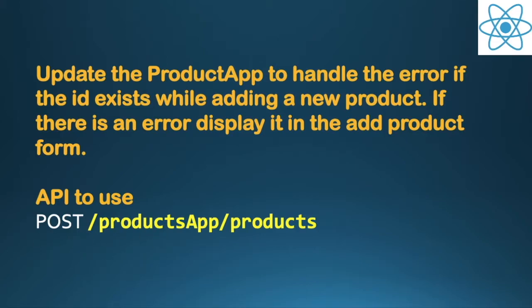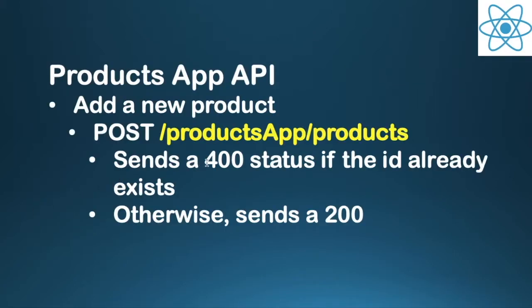So now, how do we understand this API? We can go ahead and test it in Postman. How can we test it? We will just send a product whose ID exists, and it should send us a 400 and a message. Let's test it out.